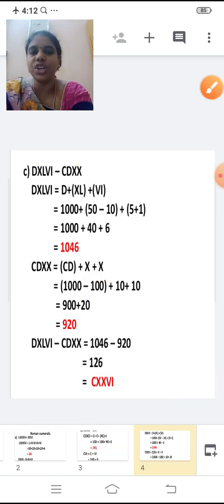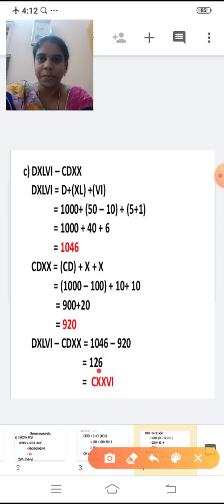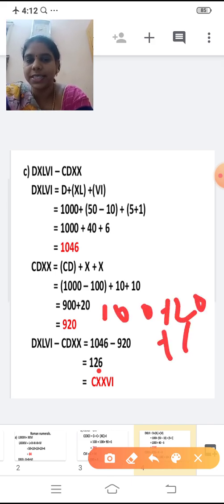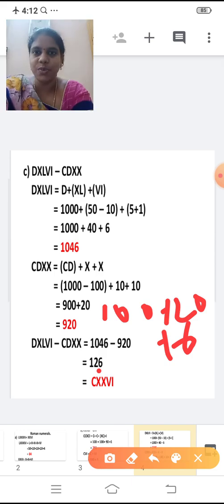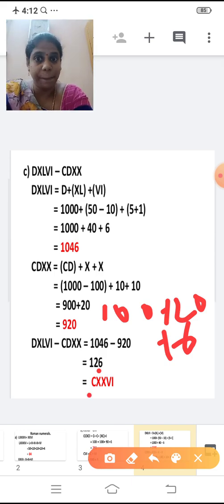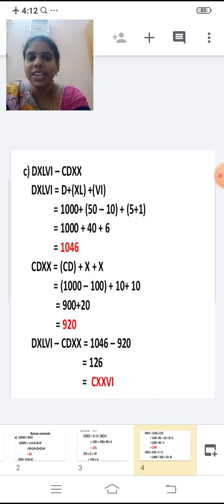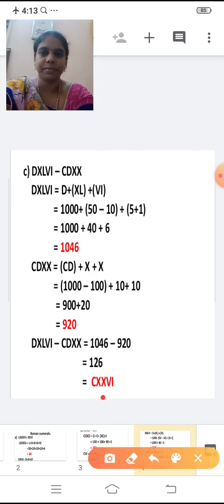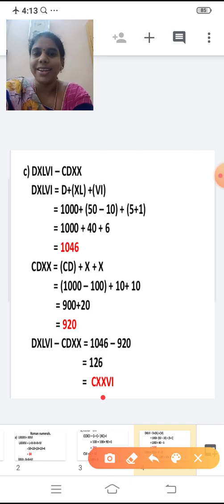126. Now this you are going to change into a Roman numeral. 100 plus 20 plus 6. The Roman numeral for 100 is C. For 20, 10 plus 10, so XX. How to write 6 in Roman numeral? VI. So CXXVI. Clear, children? I'll repeat it one more time.